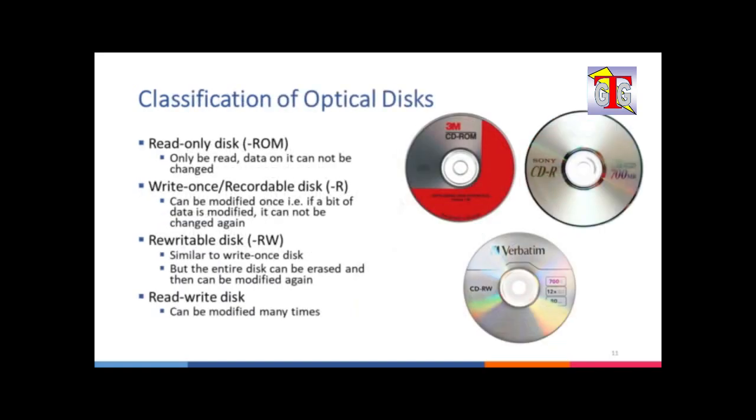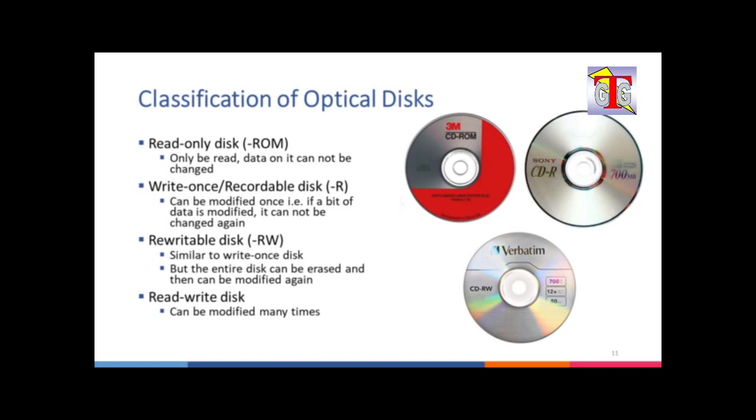Optical discs can be classified according to the modification ability of the recording material. They include read-only disk, write-once or recordable disk, rewritable disk, and read-write disk. First, we will discuss read-only disks. Read-only disks can only be read by the optical drive. The data on the disk cannot be changed.